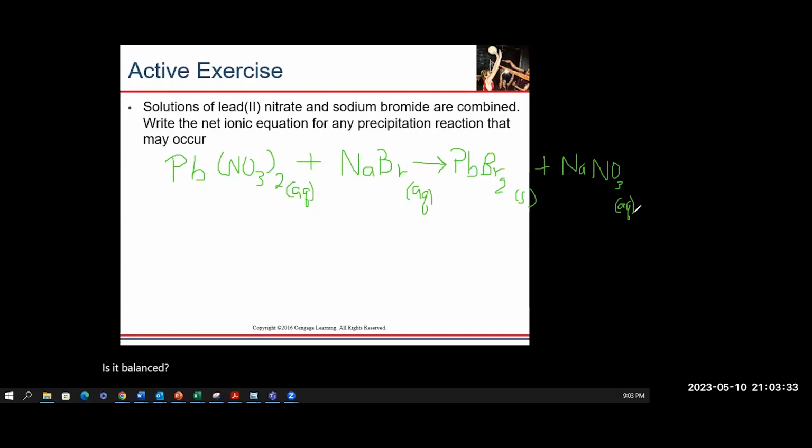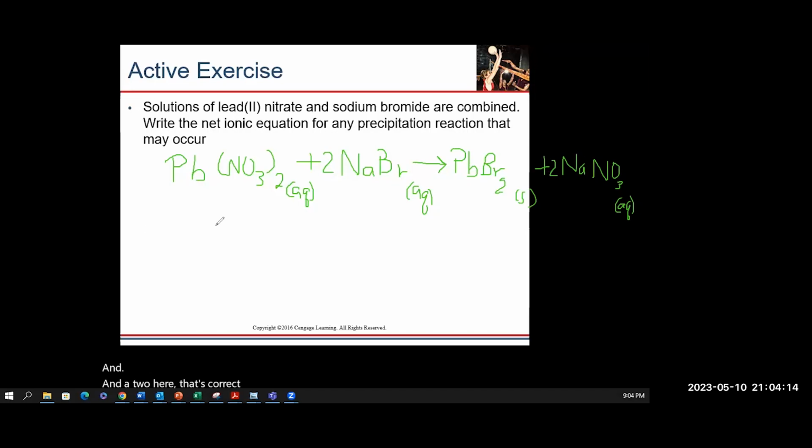Okay, what do I need to do to balance it? Where am I putting which coefficients? We get a 2 here, and a 2 here. That's correct.